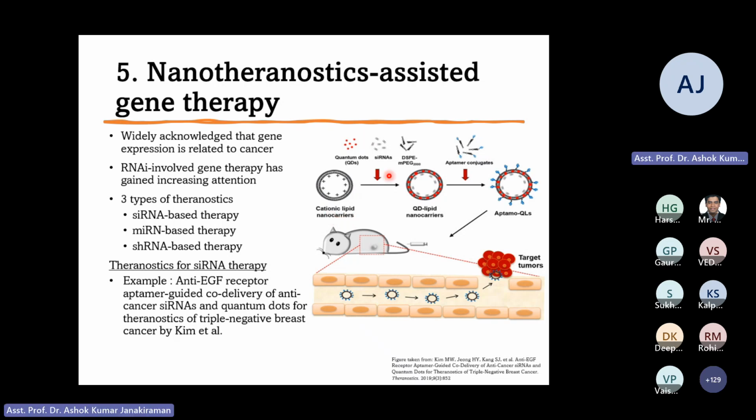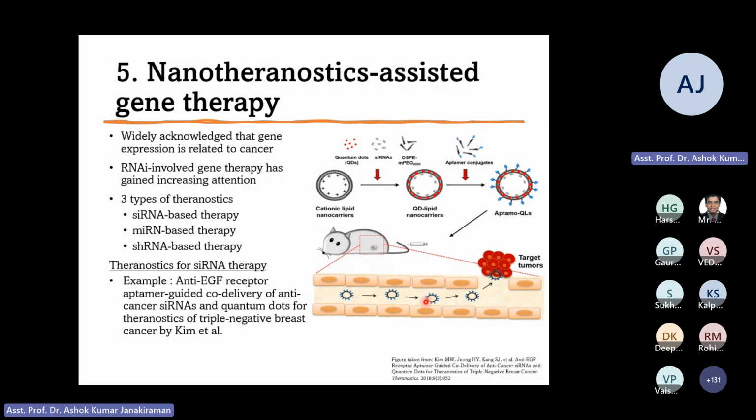As I said, this small interfering RNA is used to target the cancer cells. From the cationic lipid nanoparticle, they included the siRNA. They may be prepared as multifunctional nanoparticles. Those nanoparticles may be injected into the animal, into the organ. Then it will reach the target tumor.